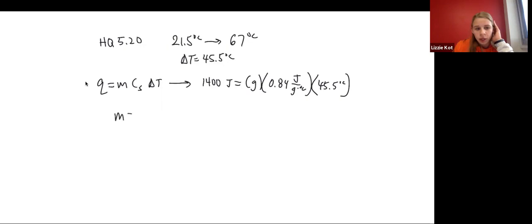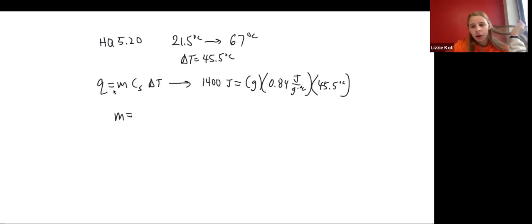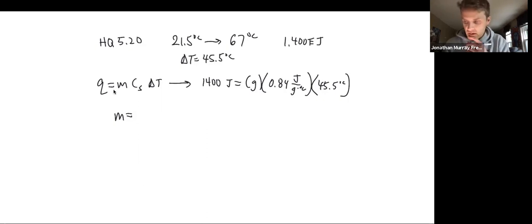Where did you get the 1400 joules? Maybe this number is a little bit different in your question, but mine says the sample of sand initially at 21.5 degrees absorbs 1.400 e to the 3 joules. Okay, yeah. Mine is just slightly different, so thank you. Yeah, so that could be a little bit different in your question.